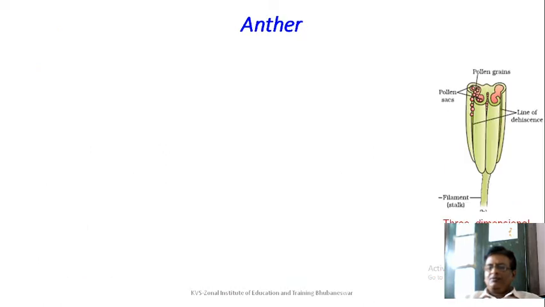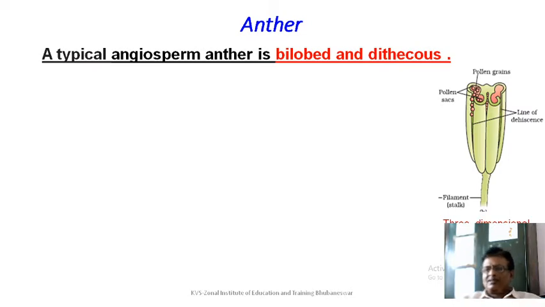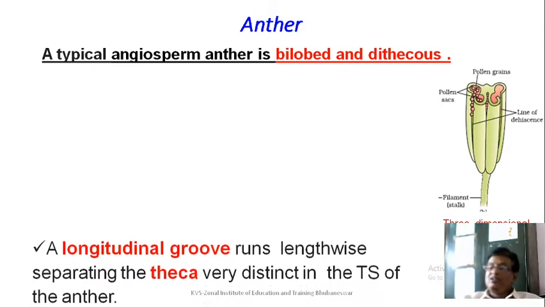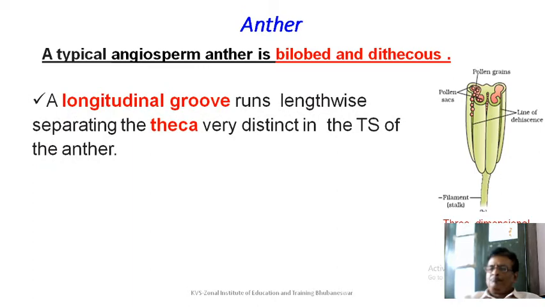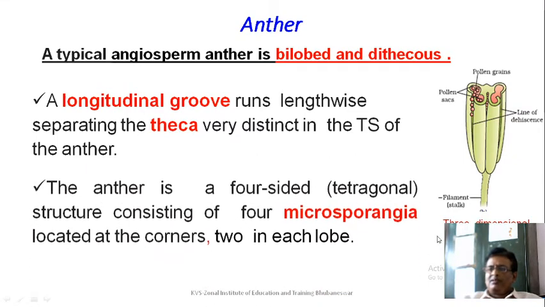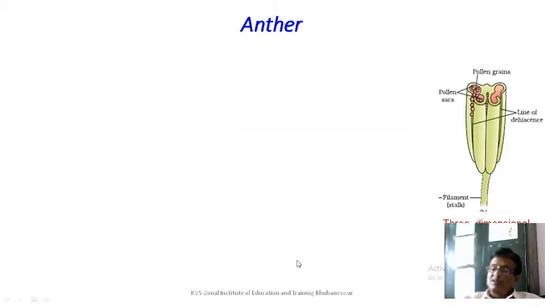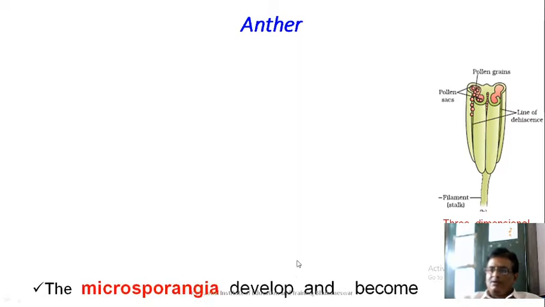The number of anthers varies from flower to flower. A typical anther is bilobed and dithecous. You need to know about these 2 terms. Bilobed means 2 lobes, and dithecous means there are 2 thecae, making 4 lobes. Theca means cover. There is a longitudinal groove that runs the entire length, and it has got a 4-sided tetragonal structure consisting of 4 microsporangia which are located at the 4 corners.